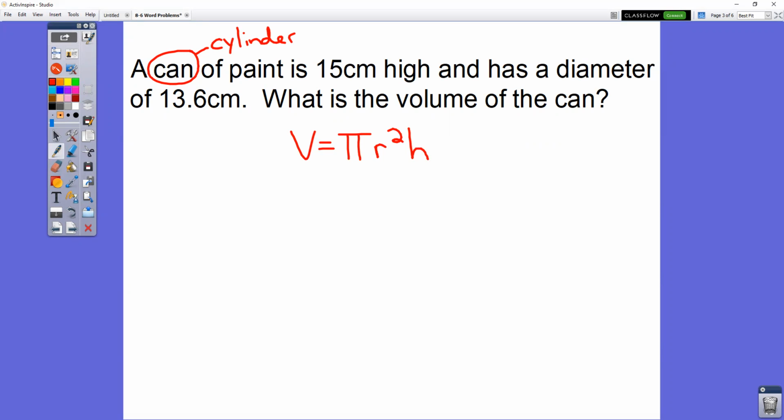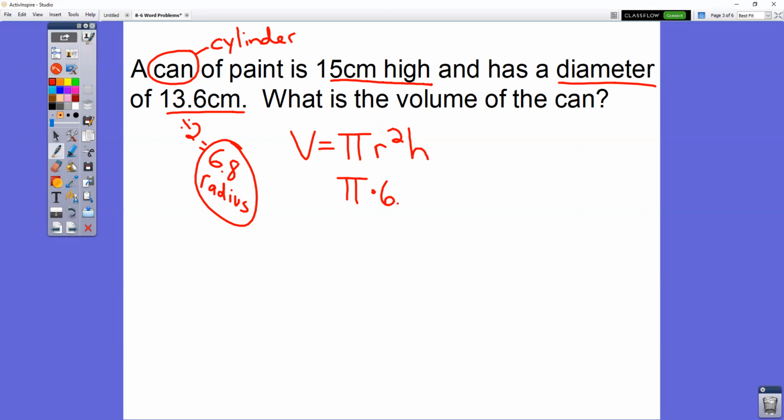So it has a height of 15 and it has a diameter of 13.6. So we're still going to have pi times r squared. Now, we're not given the radius, we're given the diameter. So we have to take our diameter and divide it by 2. 13.6 divided by 2 gives you 6.8 for your radius. So that's the number that we need to sub in here. So we're going to have 6.8 squared times your height of your can, which is 15.